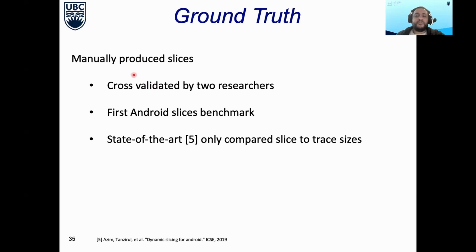To create the ground truth for evaluating the tools, we manually produced slices of bugs from these 12 applications. The manual slices were cross-validated by 2 researchers in our group, so we're fairly certain it's a reliable benchmark. This benchmark is the first of its kind because it's the first set of slices for bugs in Android apps. And it's useful since the state-of-the-art only compared slice sizes to trace sizes, which does not show the accuracy of the slice due to the absence of such a benchmark. We hope that future slicing techniques for Android apps can use this benchmark to evaluate their approaches.